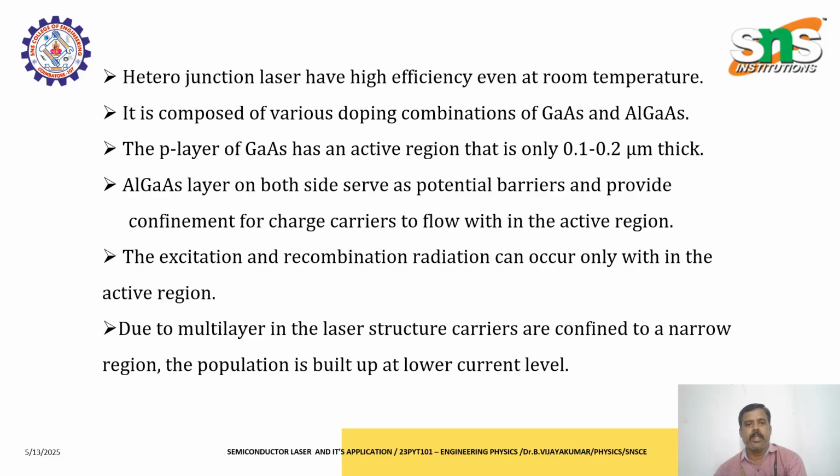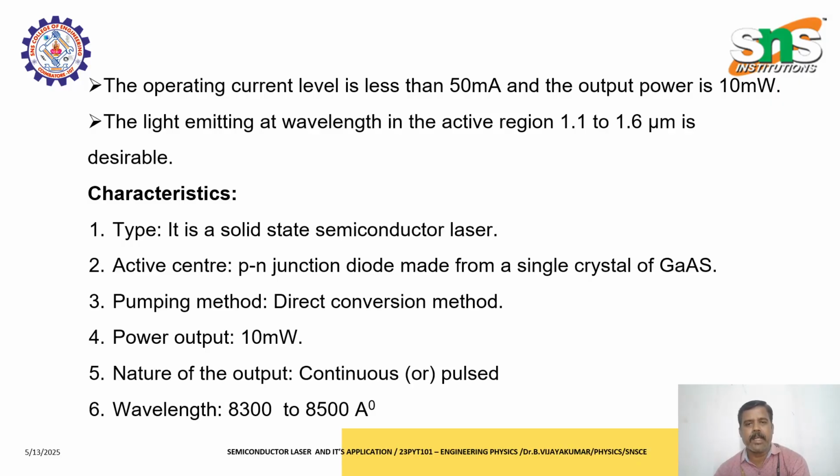Both sides serve as a potential barrier and provide confinement for charge carriers to the active region. The excitation and recombination radiation can occur only within the active region. So in this laser structure, carriers are confined to a narrow region. The population inversion is built up at low current levels. The wavelength of the active region is 1.1 to 1.6 micrometer. The operating current required is less than 50 milliampere, and the output power is around 10 milliwatts.